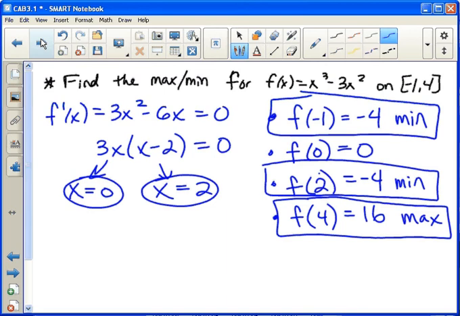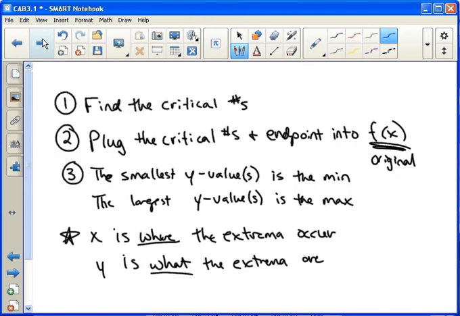Alright, so let's look at the process to solve these problems. There's basically 3 steps. First, you find the critical numbers. Second, you plug the critical numbers and the endpoints, that should be plural, into the original function, f of x. Then the smallest y value or y values is the min, and the largest y value is the max.